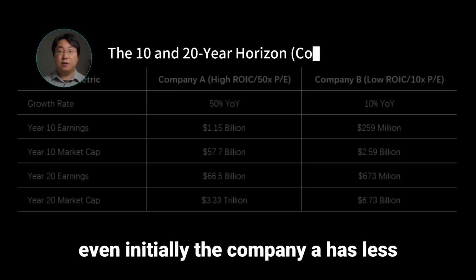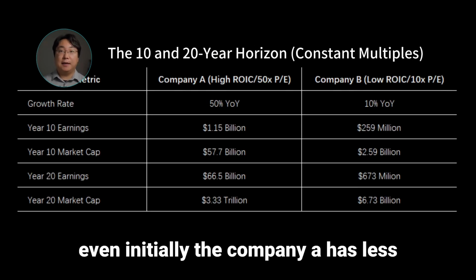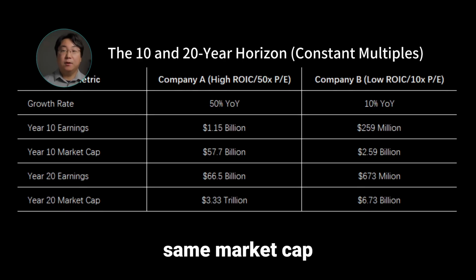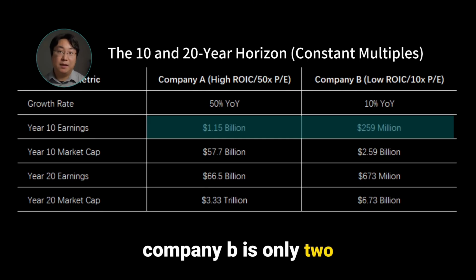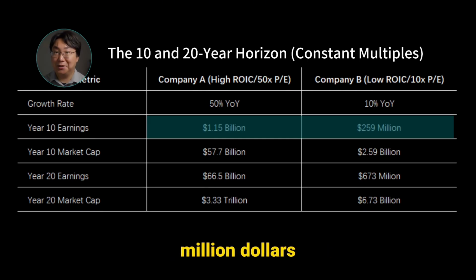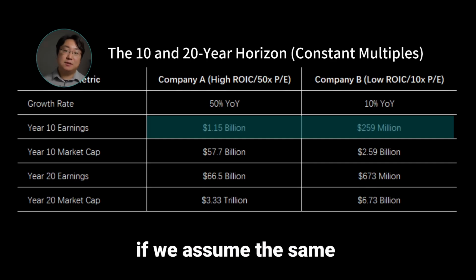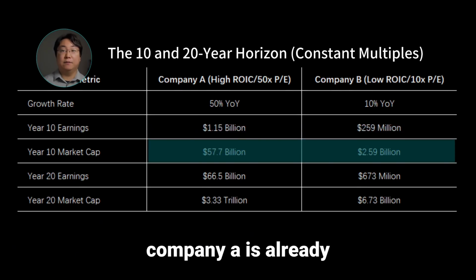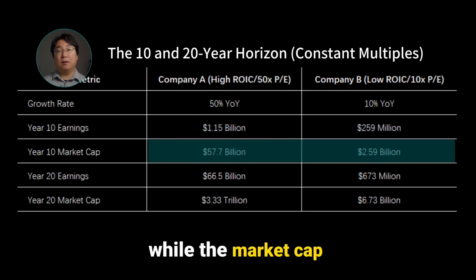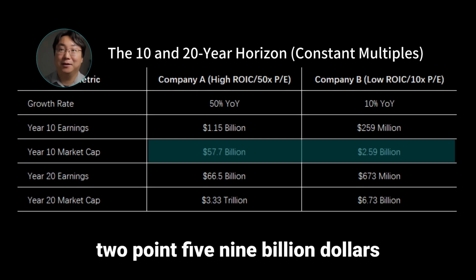If you look at this model case after 10 years or 20 years, initially company A has less earnings because of the same market cap but a much higher PE. After 10 years, the earnings of company A become $1.15 billion, and the earnings of company B are only $259 million. If we assume the same PE at the end, the market cap for company A is already $57.7 billion, while the market cap for company B is only $2.59 billion.